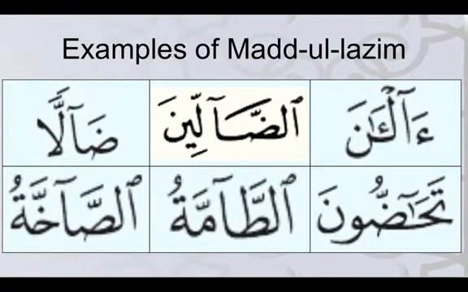Okay, so here are some examples of maddul lazim. The first example that you see is an exceptional case. This is the only exceptional case in the Quran. This is an example of maddul lazim, but in this case, the alif mad is not immediately followed by a shadda letter. This is actually a lam sukun. This is the only exception in the Quran in which this is a maddul lazim. You have to hold it to 6 counts, but this lam does not have a shadda on it.